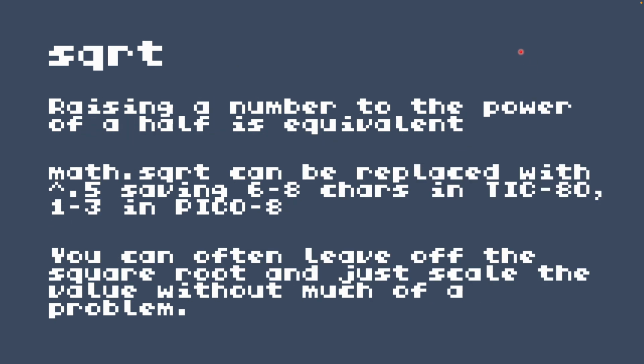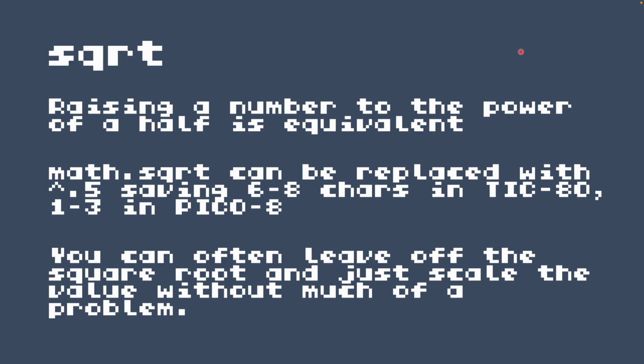So the square root is something that we've used to find the distance for our polar coordinates and stuff, and raising the number to a power of a half is the equivalent of getting the square root. So math.sqrt can be replaced with power of a half, and that'll save 6 to 8 characters in TIC-80, and then in PICO-8 it'll save 1 to 3.